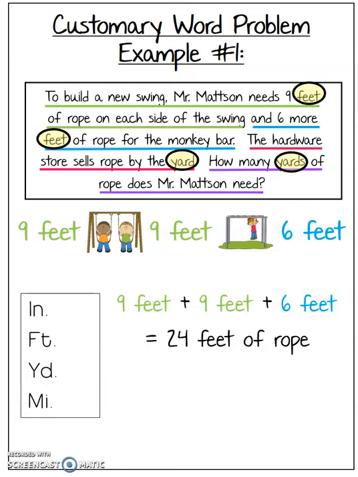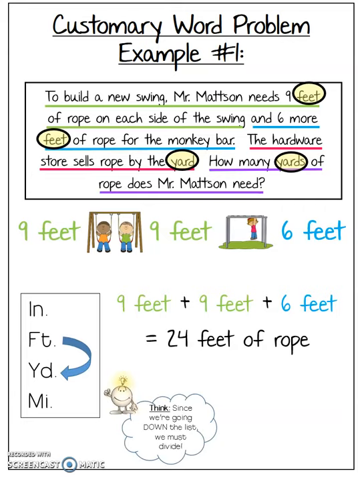Now I can turn those 24 feet into yards so we know exactly how many yards of rope he needs. I'll list out my units from least to greatest, which for units of length start with inches, then feet, then yards, then miles. I know that I'm starting with 24 feet and I'm trying to turn them into yards. So I'll move 1 step down my list, which reminds me that since we're moving down the list, I need to divide. And because there are 3 feet in a yard, I'll divide 24 by 3, which tells me that Mr. Matson needs 8 total yards of rope.